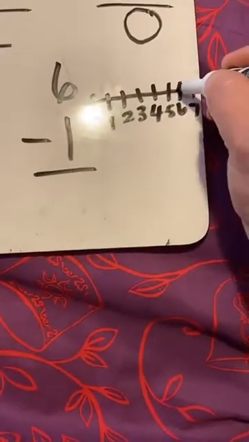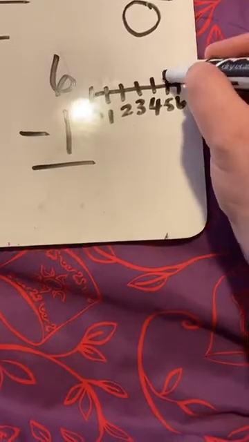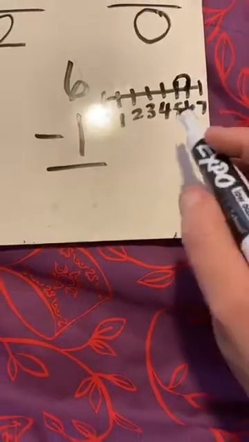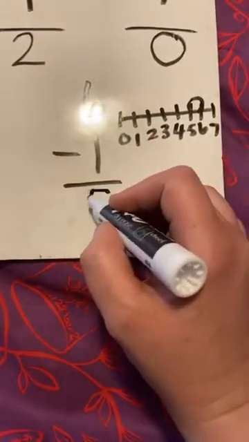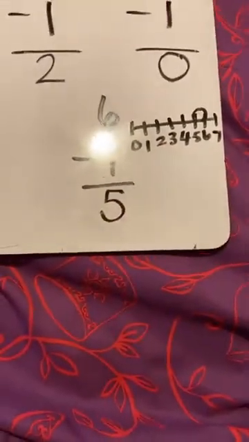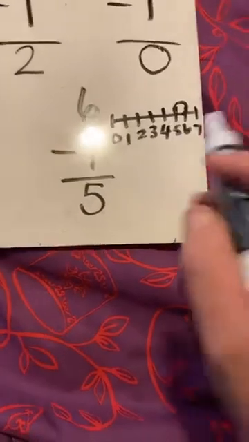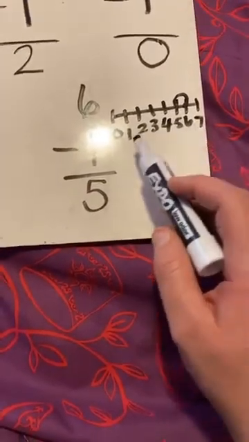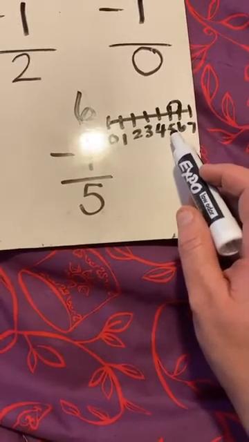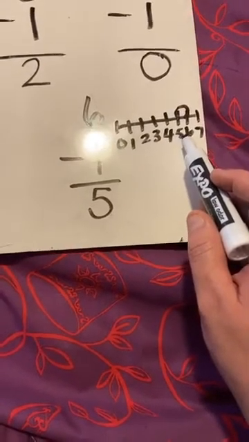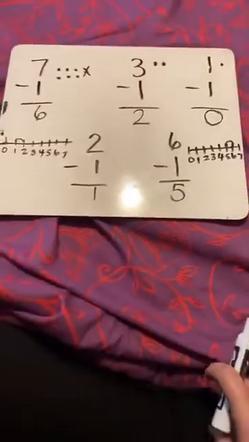1. Very good job. So I'm going to start at 6 and I'm going to go back 1. So what number did I land on? 5. You're right. I landed on the number 5. So we kind of did 2 strategies in this one. We started at 6. We used our number line and we counted back 1. Very good work.